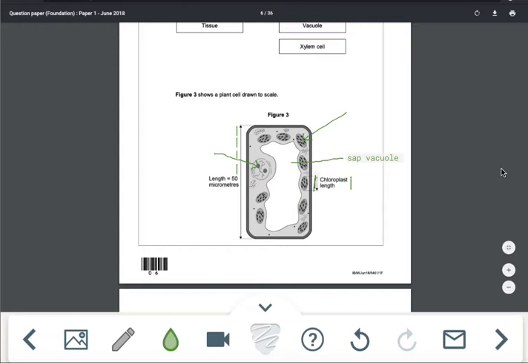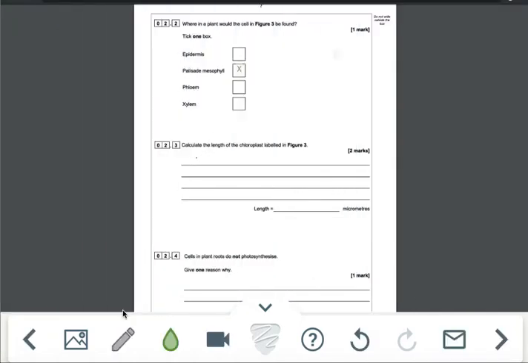So then all you need to do, let's go back to our working. All you need to do is 50 divided by 8, which will give you 6.25, okay?